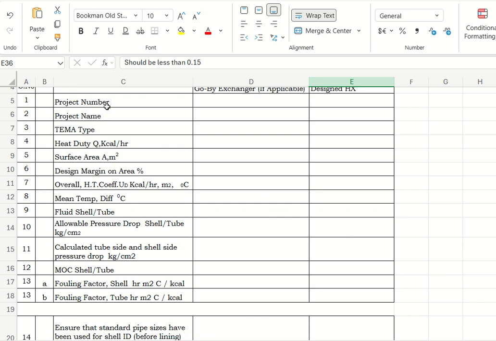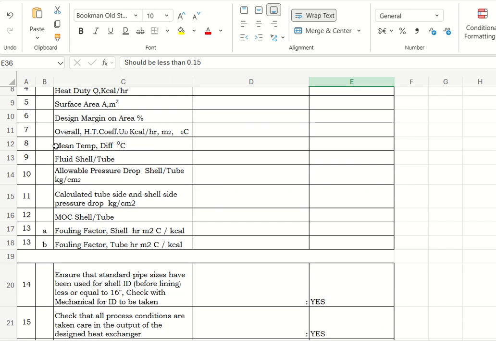Your data sheets or design template should have project number, project name, TEMA type, heat duty, surface area, and design margin on the area. Overall heat transfer coefficient should be mentioned, mean temperature difference should be mentioned, fluid in shell and tube should be mentioned, what is in the shell and what is in the tube. Allowable pressure drop should be given on the shell side, and calculated tube side and shell side pressure drop should be mentioned. Then MOC, material of construction of the shell and tube, should be mentioned. Fouling factors for both shell and tube should be mentioned.